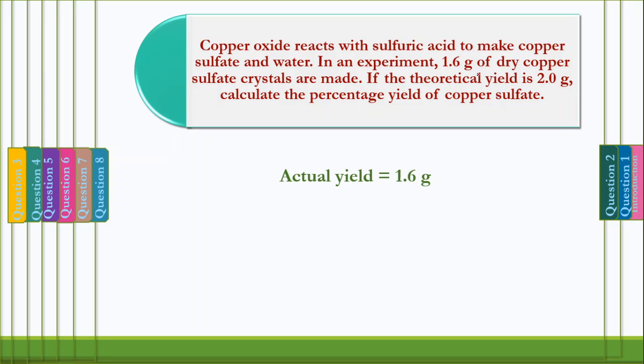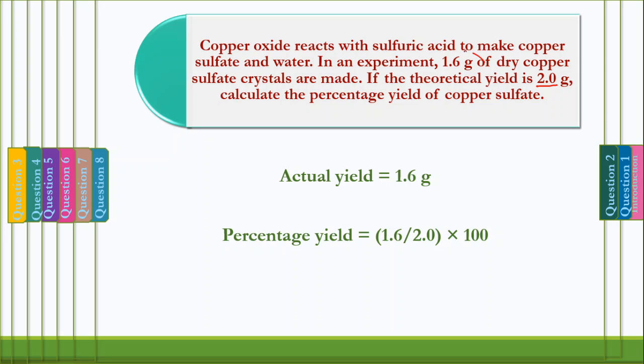In an experiment, 1.6 gram of dry copper sulfate crystals are made. If the theoretical yield is 2 gram, calculate the percentage yield of copper sulfate. Now actual yield and theoretical yield are given to you. You just have to find out the percentage yield.